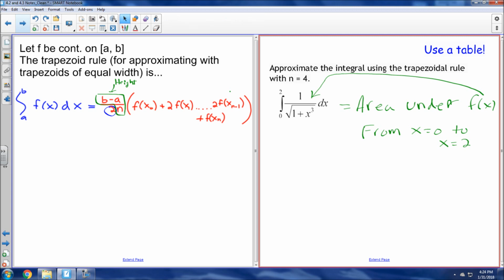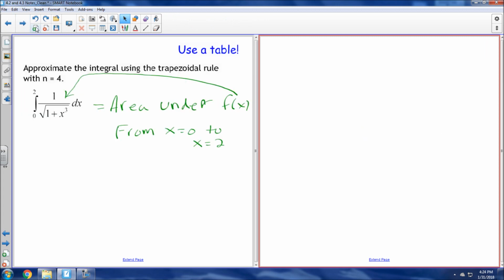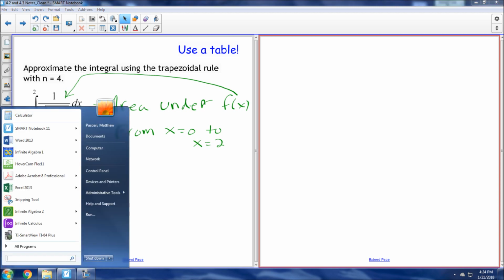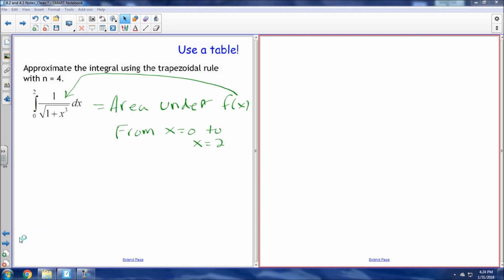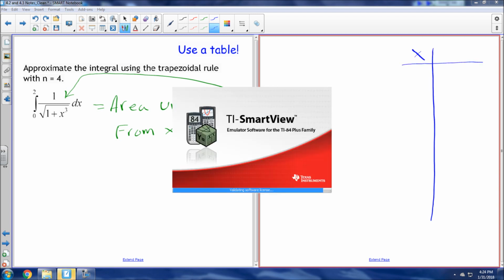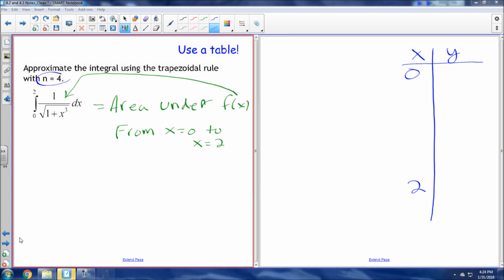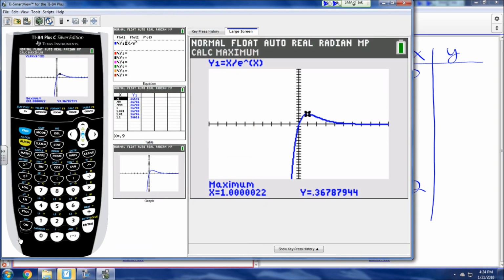So let's just get a look at what this is going to look like. Maybe we'll take the calculator out and type this in. So we have 1 over 1 plus x cubed. And it says use a table here. So we're going to set up a table with our x and our y values. Our lowest x value is going to be 0, and our highest x value is going to be 2. And it says that there are 4 trapezoids we're going to make. So let me just take a second. Let me pause this.